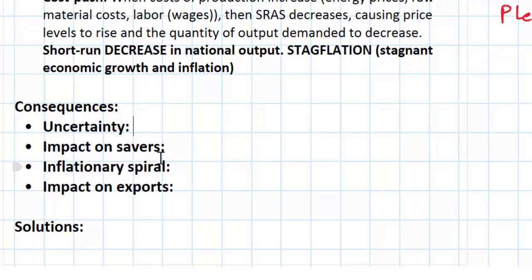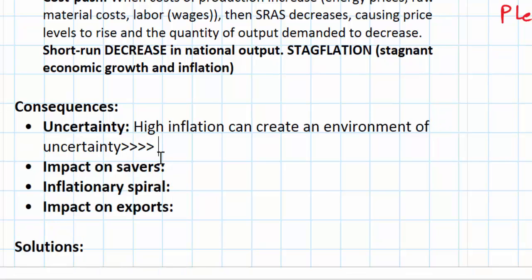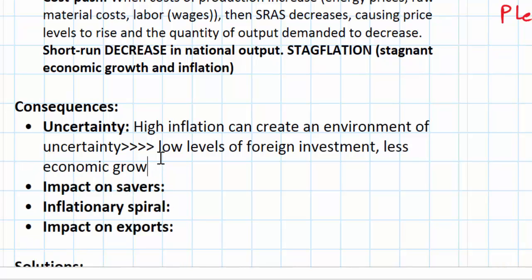The first consequence that I'd like to discuss is the impact that inflation has on investors and households and businesses when it comes to their confidence or certainty about the economy. So high inflation can create an environment of uncertainty. So what does this mean? This could lead to low levels of foreign investment, as foreign firms that might want to build factories in your country might expect prices to rise for raw materials, for labor, for all sorts of the costs of producing in the country. Low foreign investment could mean less economic growth.